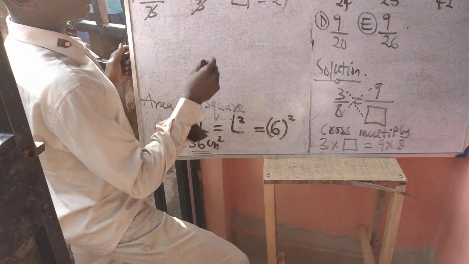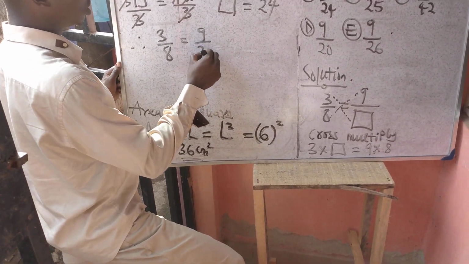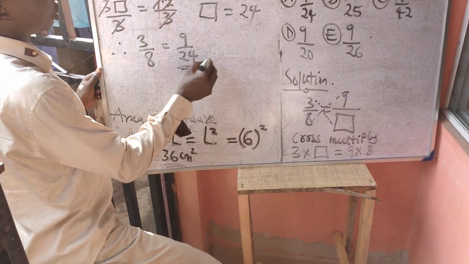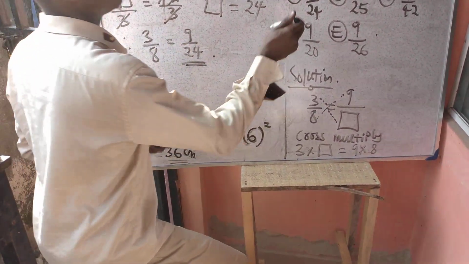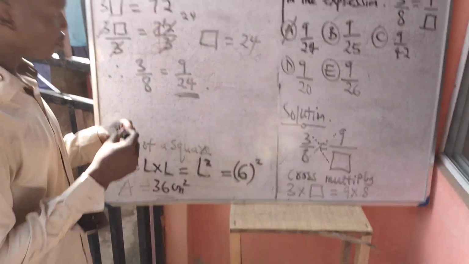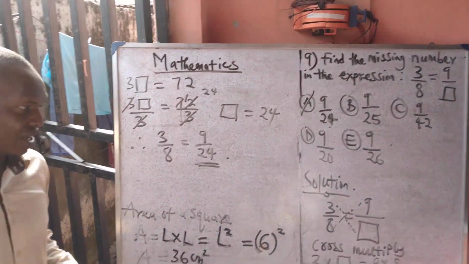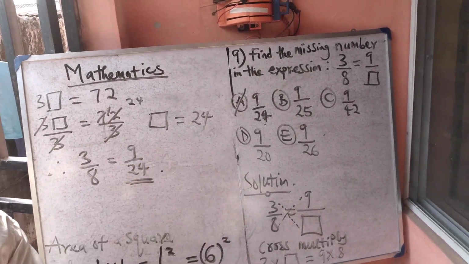Now putting this in equivalent fraction, you say therefore 3 over 8 is equal to 9 over 24. Alright, so we have obtained the value there, 9 over 24. The option is A. Option A. So we have solved that, and we have the value of this empty box as 24.